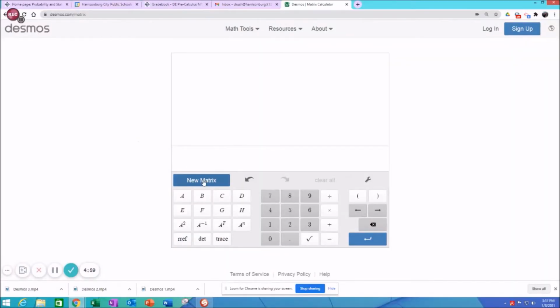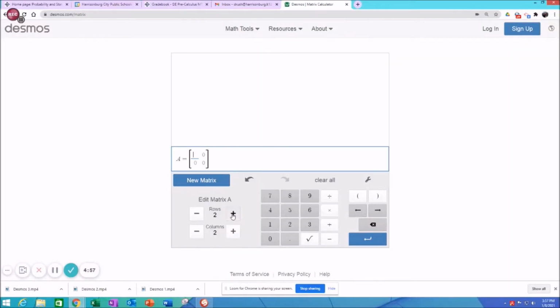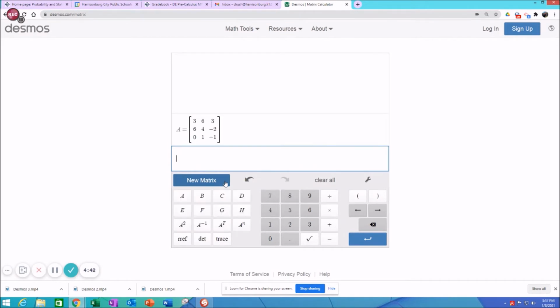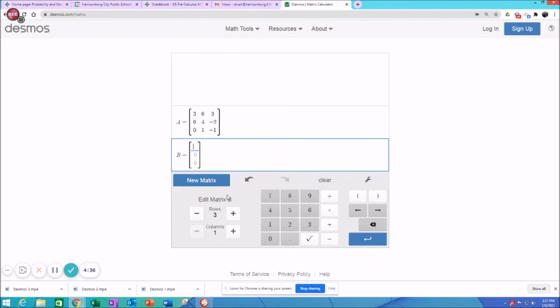Okay, so we're back at our matrix. Create a new matrix, which is going to be a 3 by 3. Got to put our numbers in there: 3, 6, 3, 6, 4, negative 2, 0, 1, and negative 1. There's matrix A. And matrix B, we know that is a 3 by 1 matrix: 12, negative 4, and negative 3.